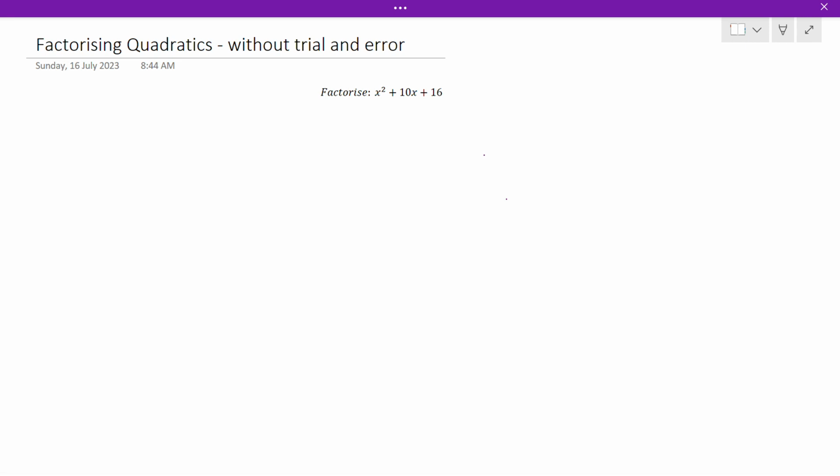Hi everyone, today we're going to be looking at factorizing quadratics without the need for trial and error. So, I've got a situation here: factorize x squared plus 10x plus 16. We're looking for two numbers that have a product of 16 and that have a sum of 10.